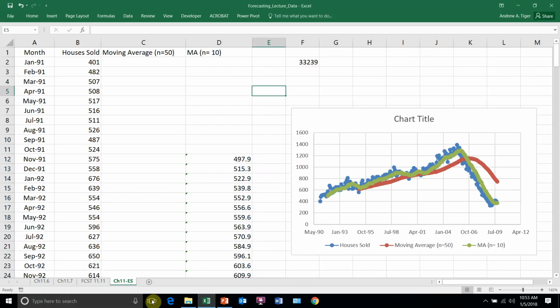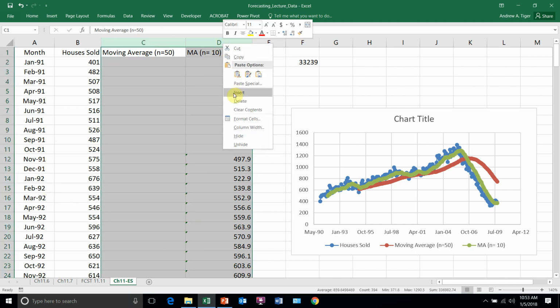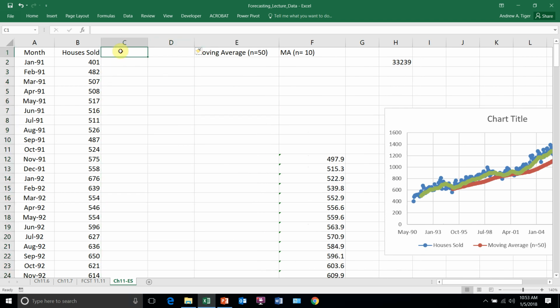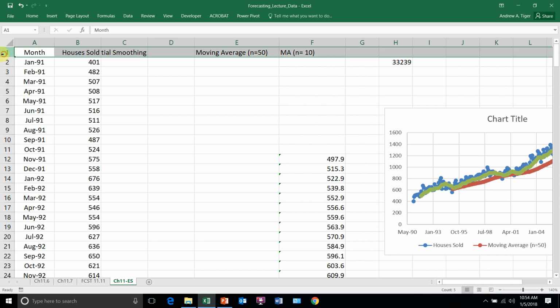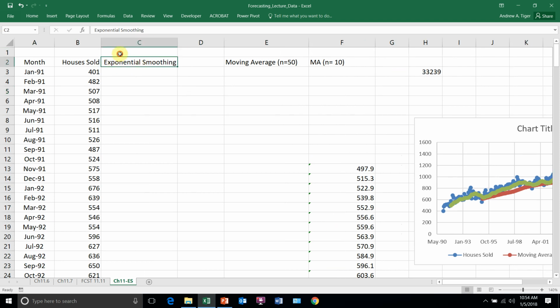So I'm going to go back to this large data set where we're looking at houses sold, and I'm going to insert some columns. And this is going to be an exponential smoothing. Now, exponential smoothing also has a parameter, and I'm going to insert a row above and put it there. So my smoothing constant is called alpha.